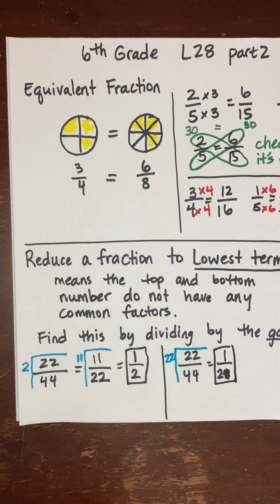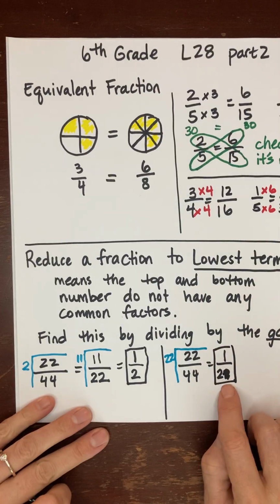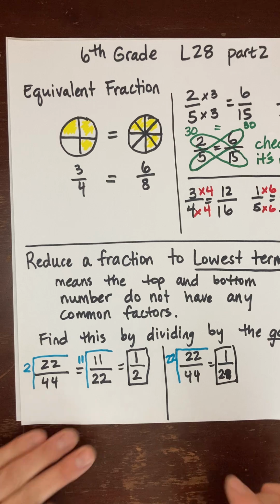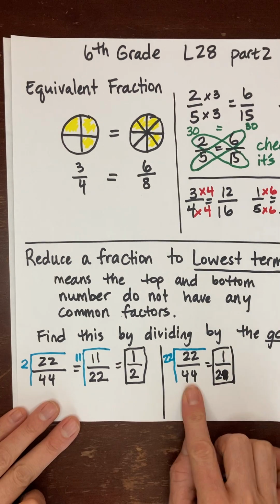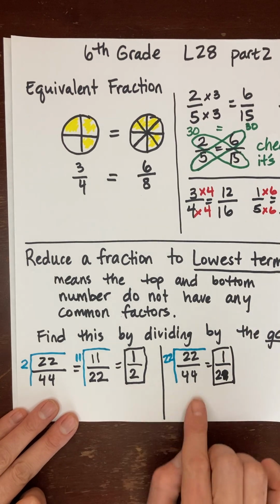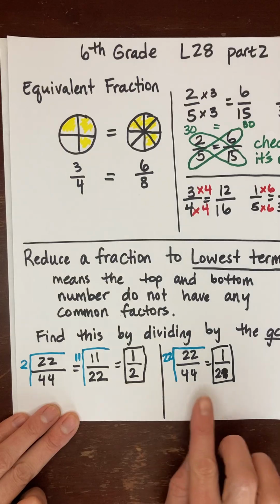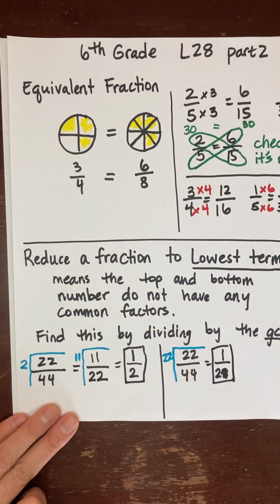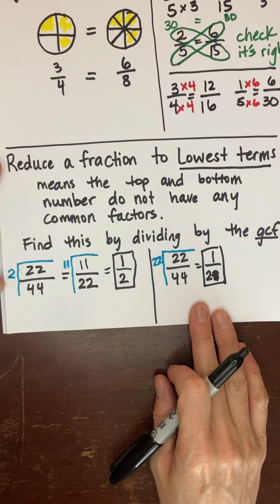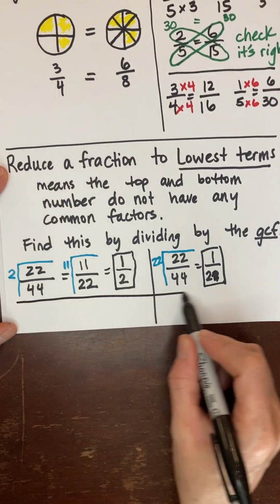So our final answer is going to be 1/2, which is the same as our first answer. This one just had multiple steps, and this one used the greatest common factor. Either way is acceptable, just more steps, and this is fewer steps. I'm going to do one more example of reducing to lowest terms.